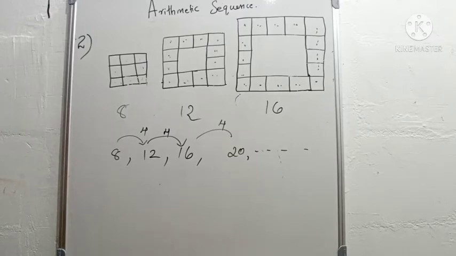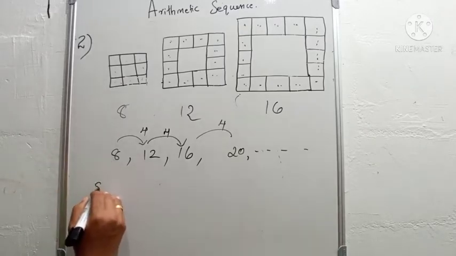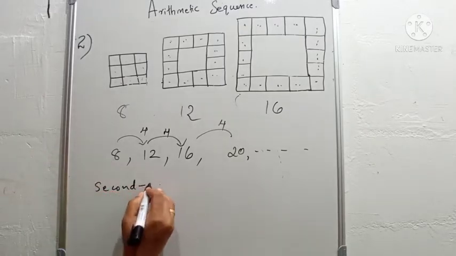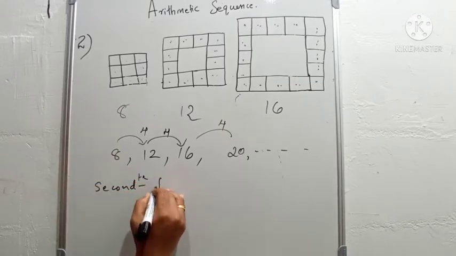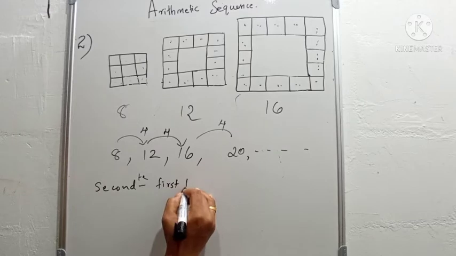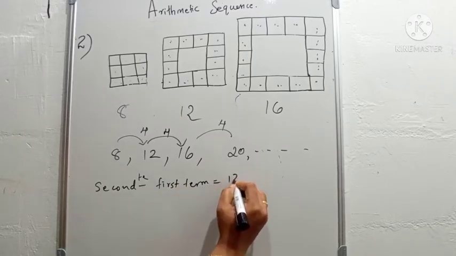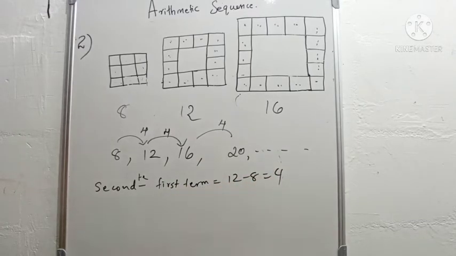If it is an arithmetic sequence, there exists a common difference. Can you find a common difference here? Yes. What is that common difference? The second term minus first term. Second term minus first term gives 12 minus 8, that is equal to 4.